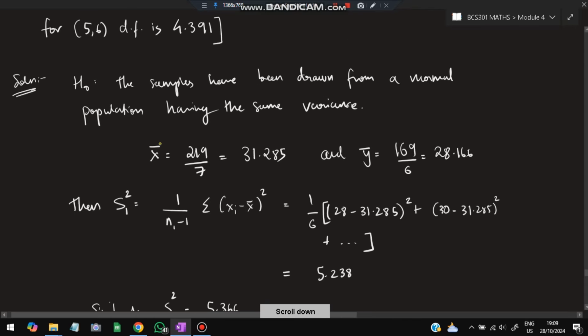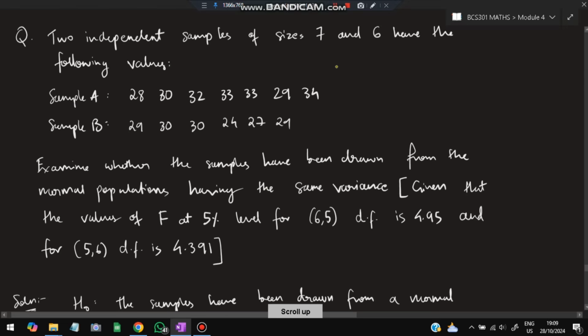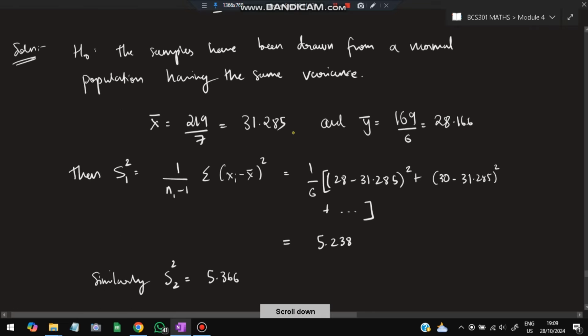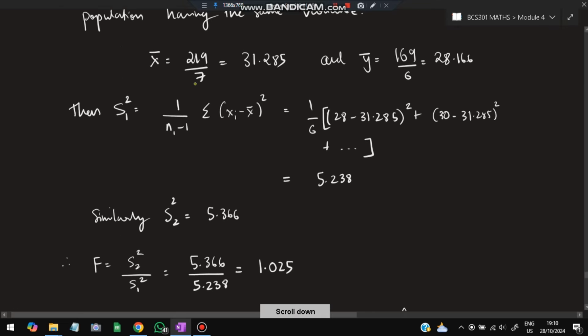Now calculate the mean value: add up all the numbers in the x which they have given, divide by 7, and for the y also calculate the mean in the same way. You'll get 31.285 and 28.166. Just add up all these values, divided by 7, add up all these values, divided by 6. You'll get the x bar and y bar means. Substitute these values here after calculating xi minus x bar. Here each term you have to subtract from the mean and square it.